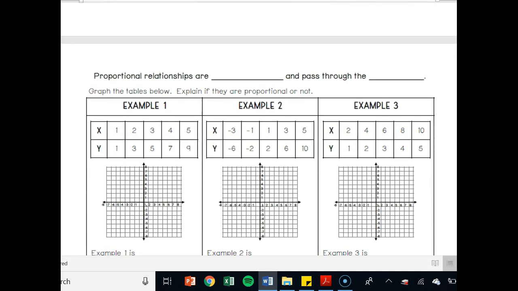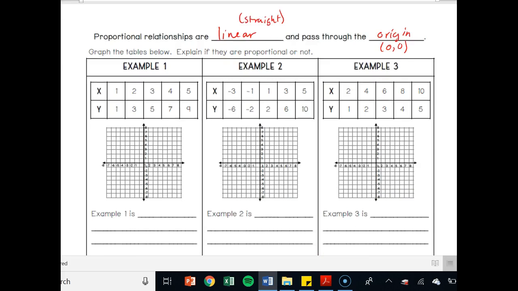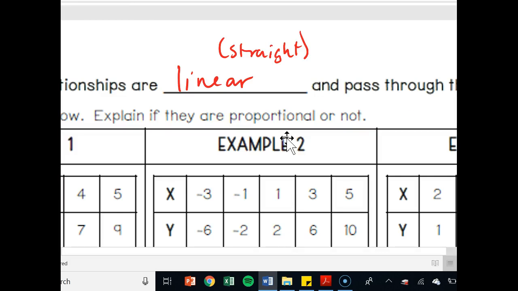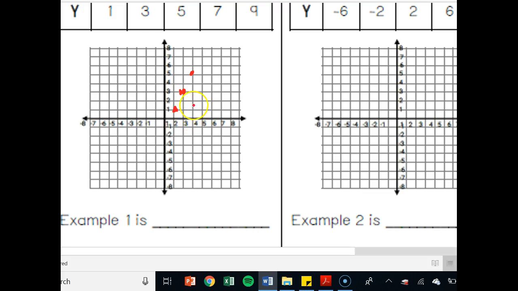Let's go ahead and flip over to the back. Proportional relationships are linear, and that is a fancy math word for straight, and pass through the origin, and we know the origin is 0, 0. So we're going to take a look at these graphs and say, are they proportional or not? If x is 1 and y is 1, I'd go over and say 1, 1 right there. Then 2, 3: I'd go to 2 and then up to 3 right here. Then 3, 5: I'd go to 3 and then up to 5 right here. Then 4, 7. I'm going to zoom in for you so you can see this a little bit better. 4, 7 is right here, and then 5, 9 would be right there.